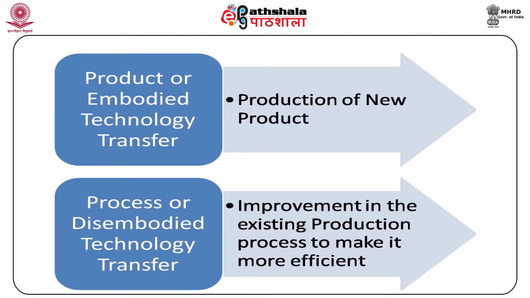Figure 2. Types of technology transfer. Number 1. Production of new product or embodied technology transfer. Number 2. Most efficient production of existing products, that is, process or disembodied technology transfer. As described by Levin in the year 1993, in the social science perspective, technology transfer is a socio-economic process implying the transfer of cultural skills accompanying the movement of machinery, equipment and tools.